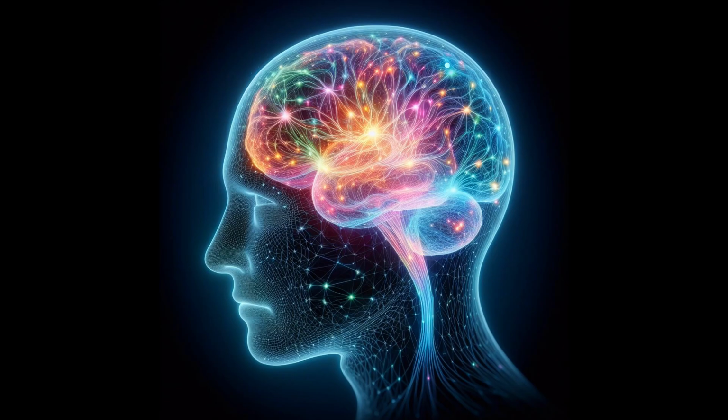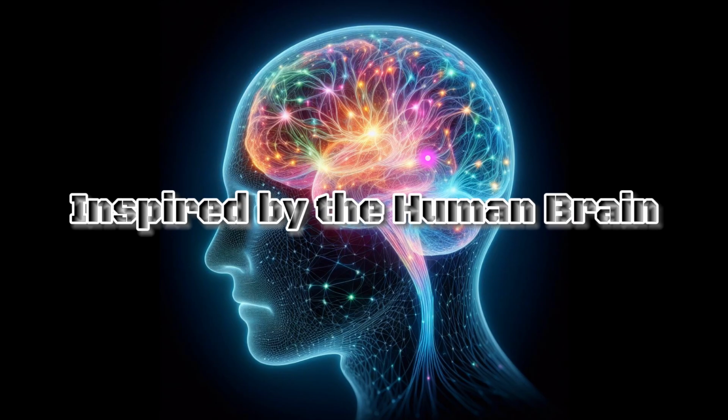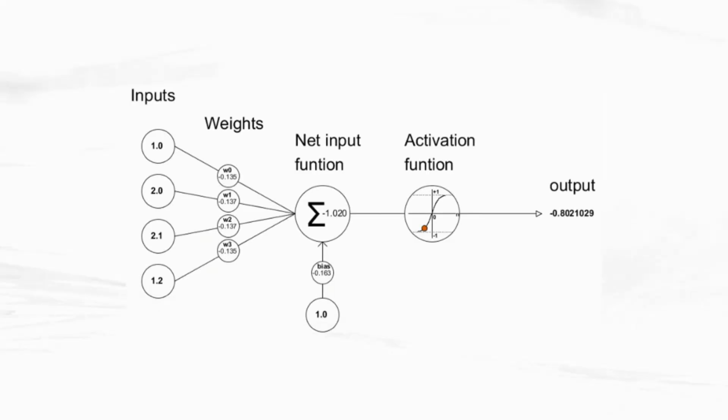Artificial neural networks, or ANNs, are inspired by the human brain. Just like our brain has neurons that communicate, ANNs have artificial neurons that process data. Let's start with the basics.